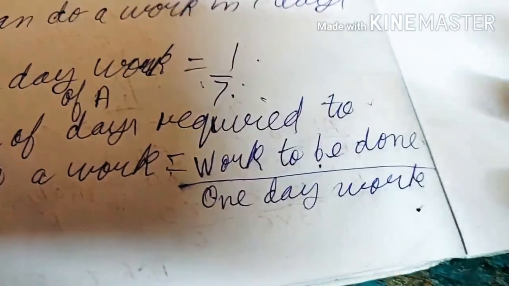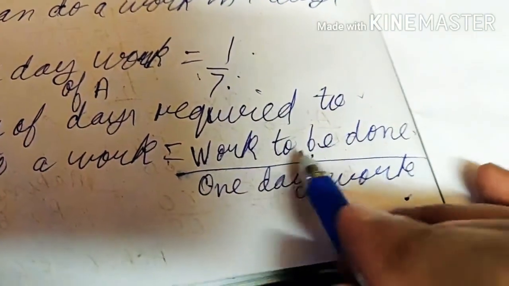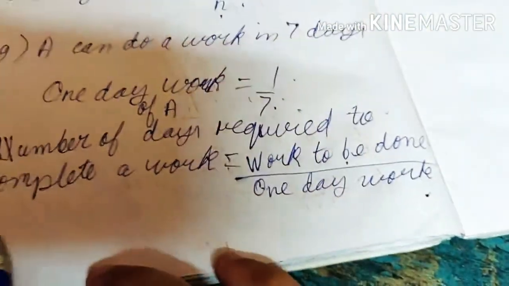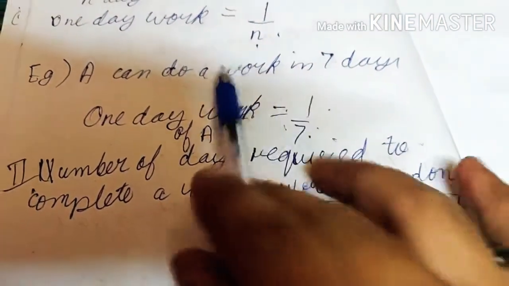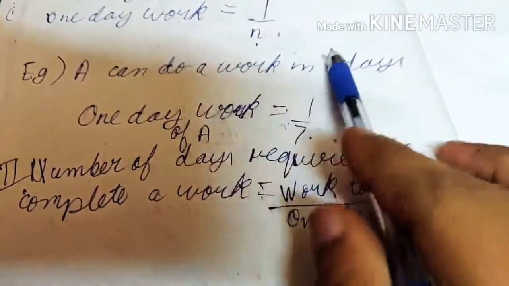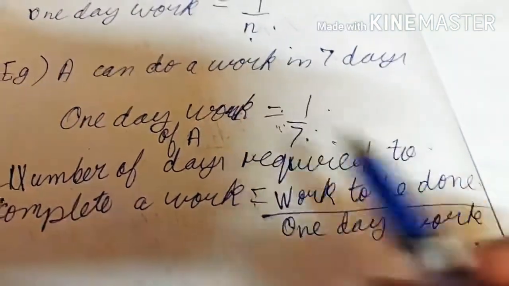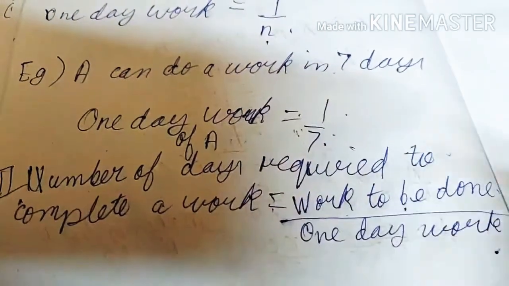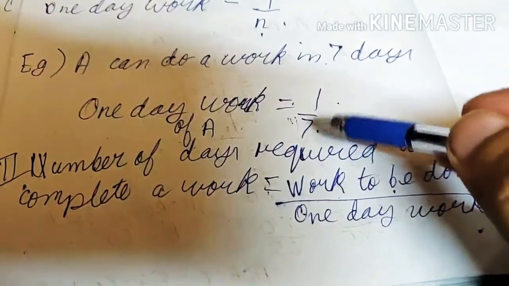Then work to be done means the total work left to be done. So work left to be done was 1. So 1 upon 1 day work, means 1 upon 1 by 7, will be equal to 7. So the number of days that A will take to do the work is 7. Means this is always reciprocal. Number of days required is always equal to 1 by the 1 day work, if the work left is complete, means the whole work is left.